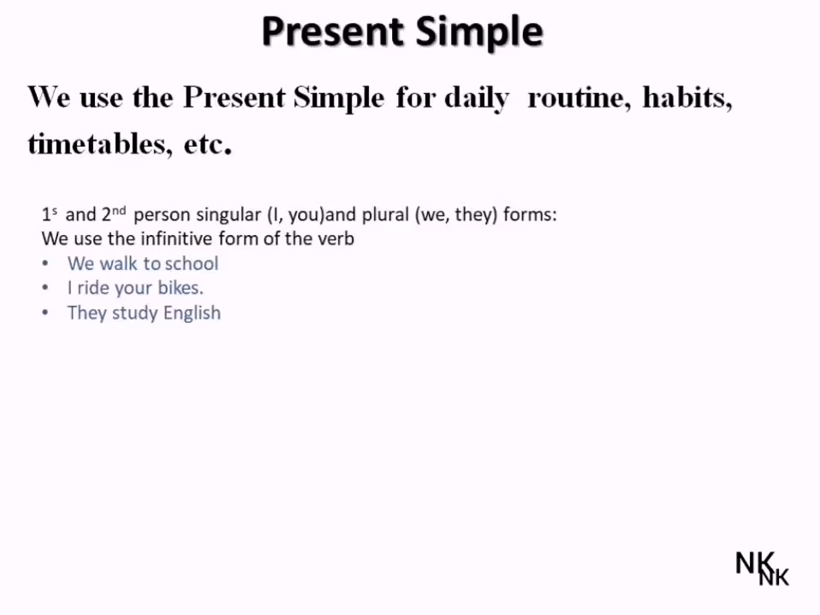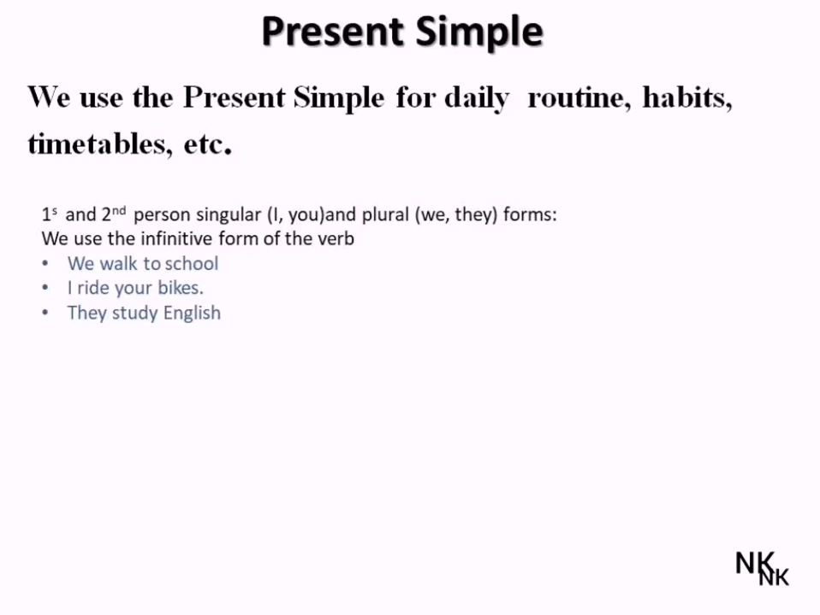Present simple. We use the present simple for daily routines, habits, timetables, etc. For the first and second person singular forms, I, you, and the plural forms we, they, we simply use the infinitive form of the verb. For example, we walk to school.